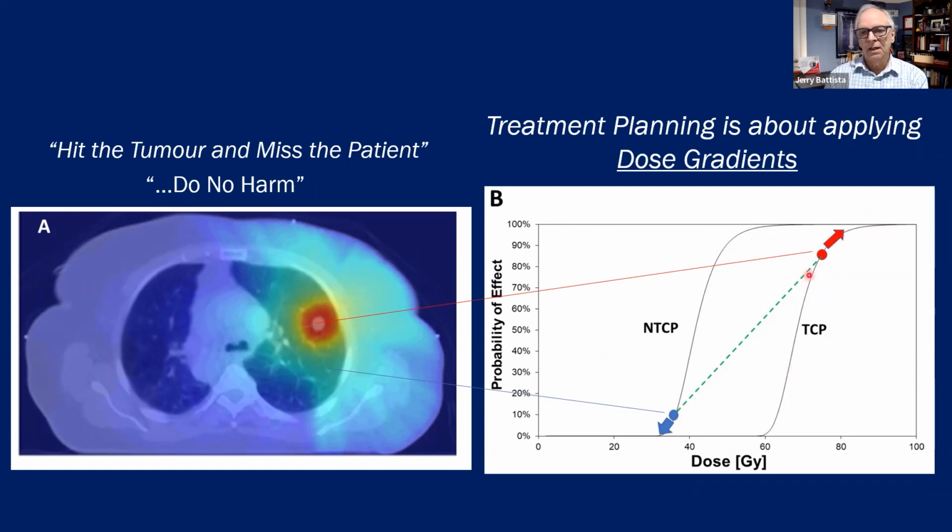This is a plot of the probability of normal tissue complications on this side and tumor control on this side. A lot of graphs like this are incorrect in the textbooks. Sometimes they flip it around, they put the tumor on the other side. I prefer to do it this way, so that the normal tissues are more sensitive than the target. And if that's the case, you cannot use a single dose of radiation. You must apply a dose gradient. Give a high dose to the target and a lower dose to the normal tissues, and that has been the whole goal of IMRT.